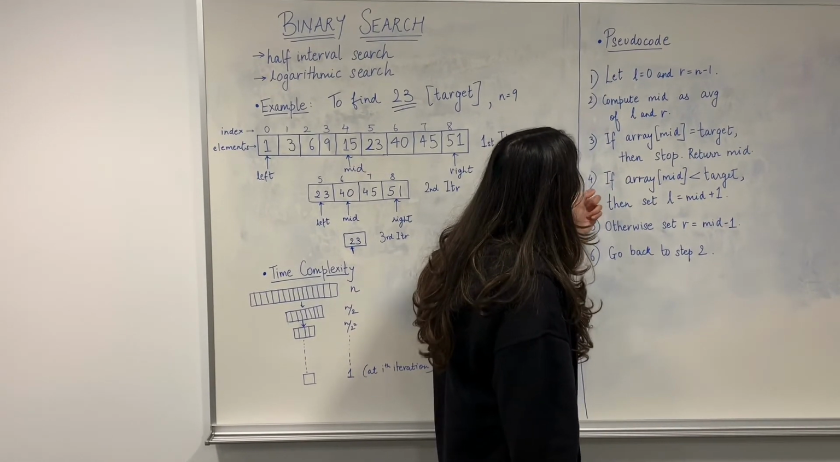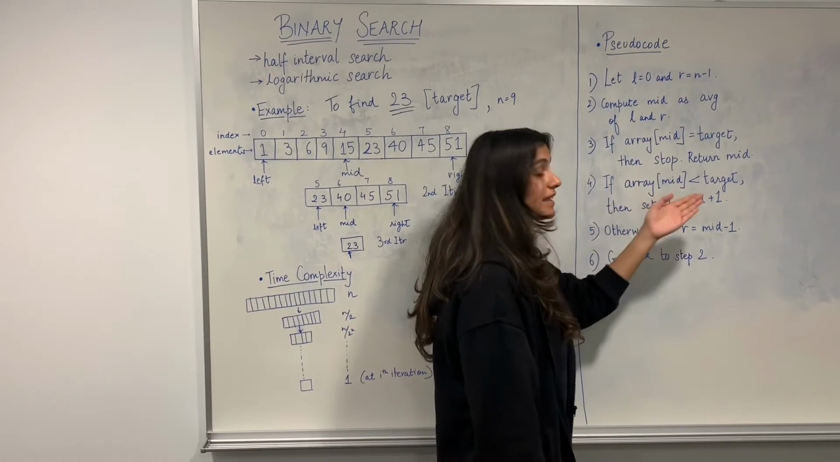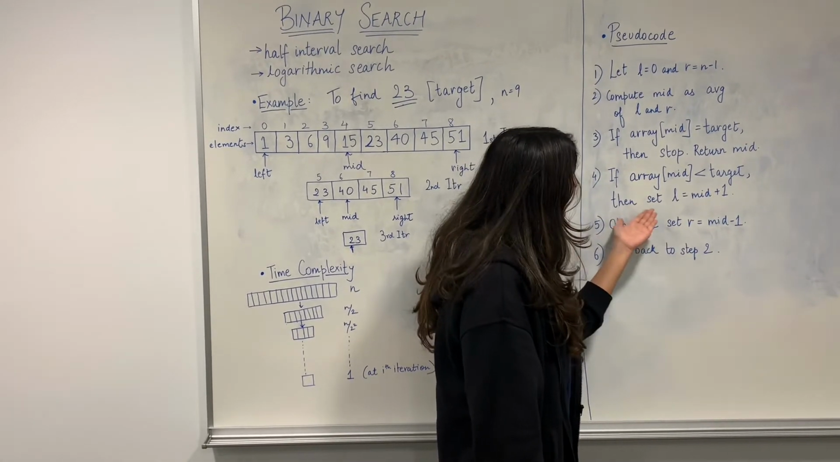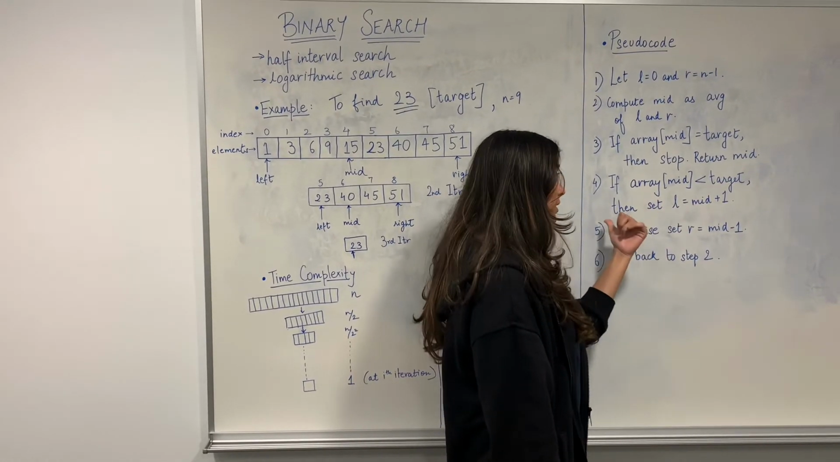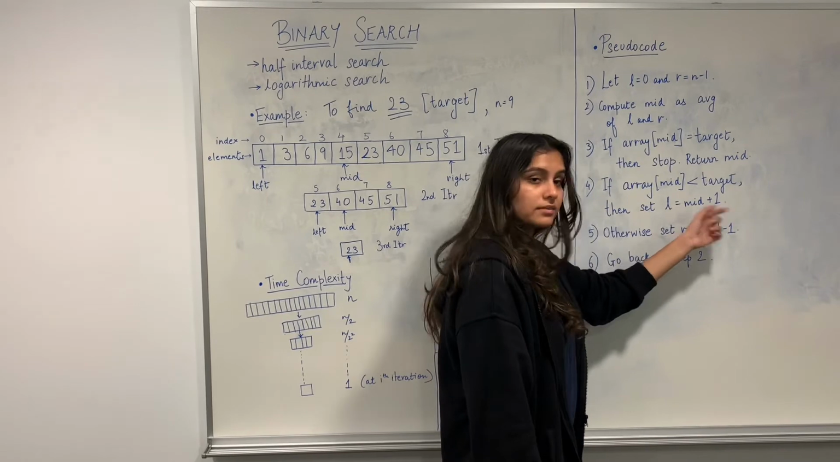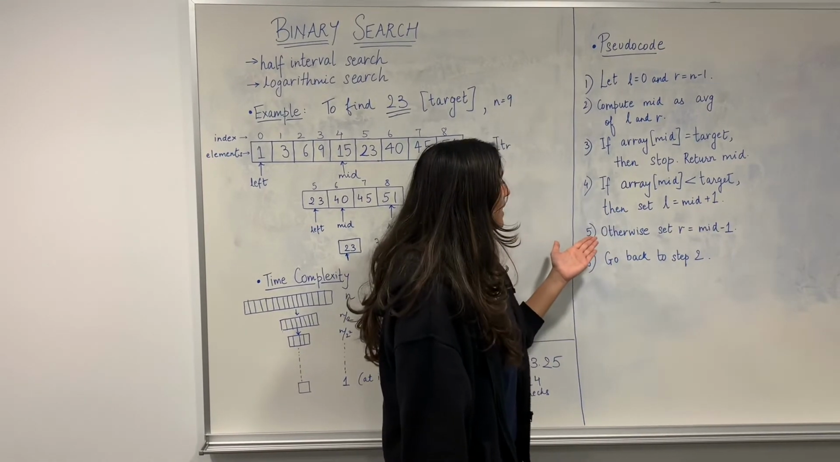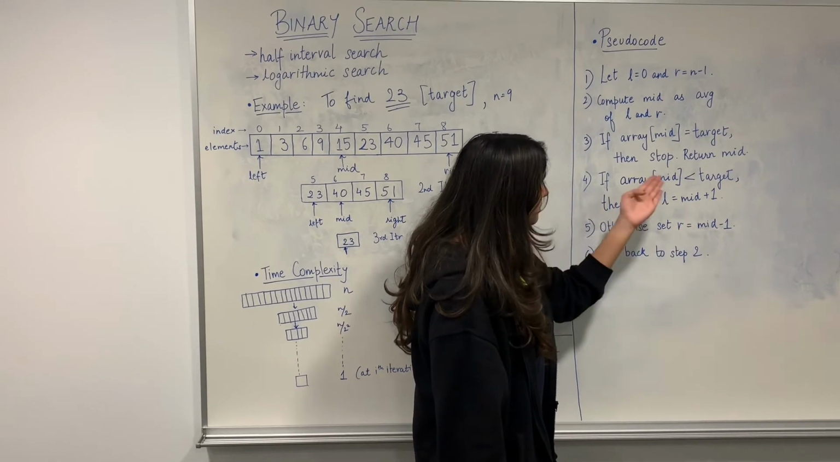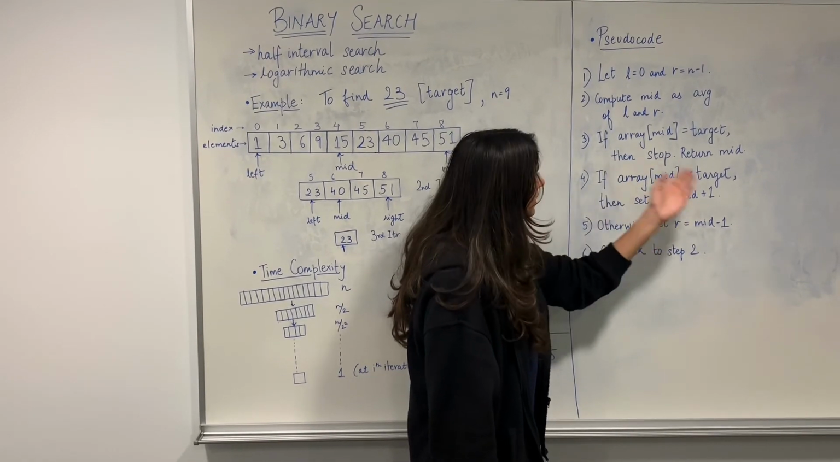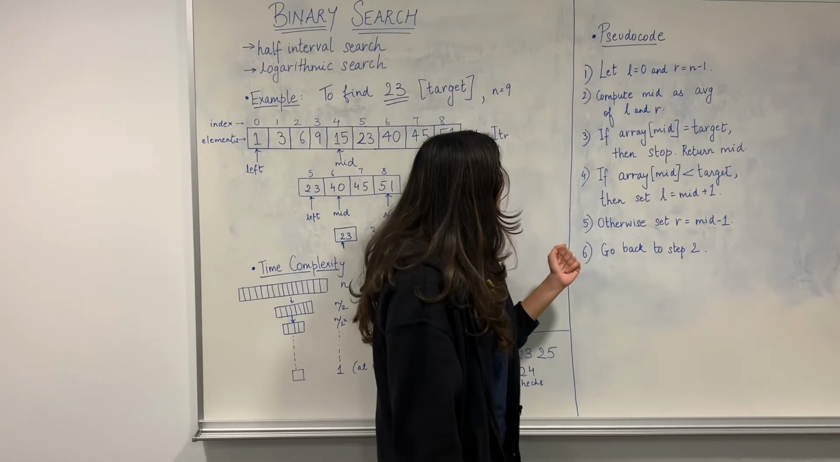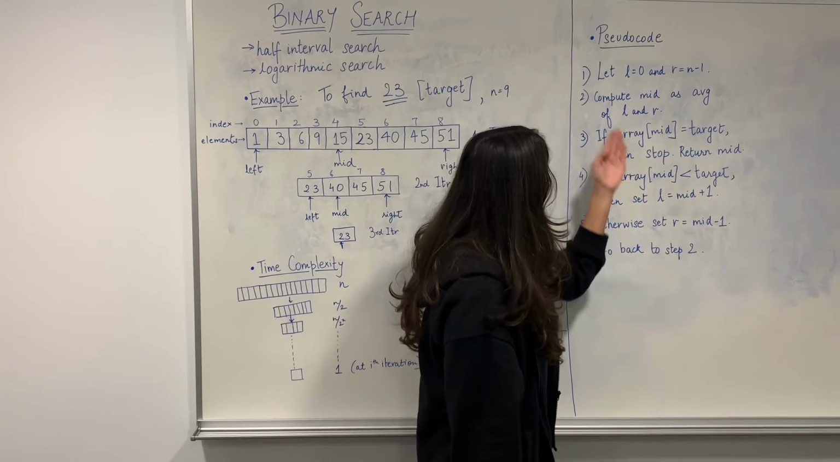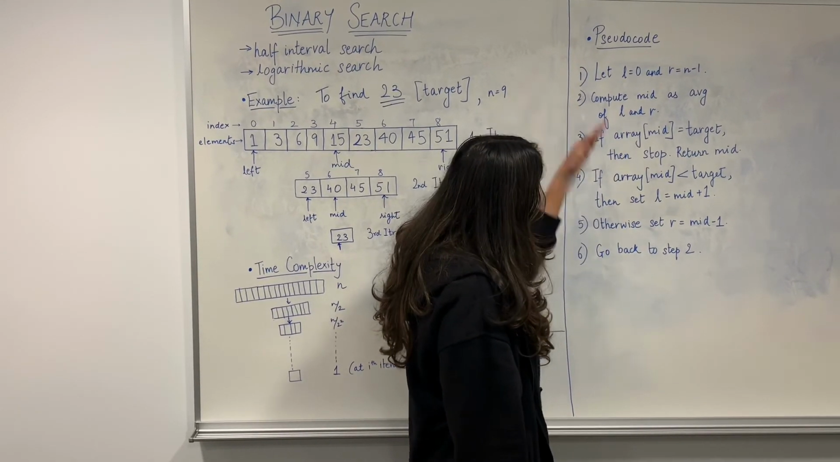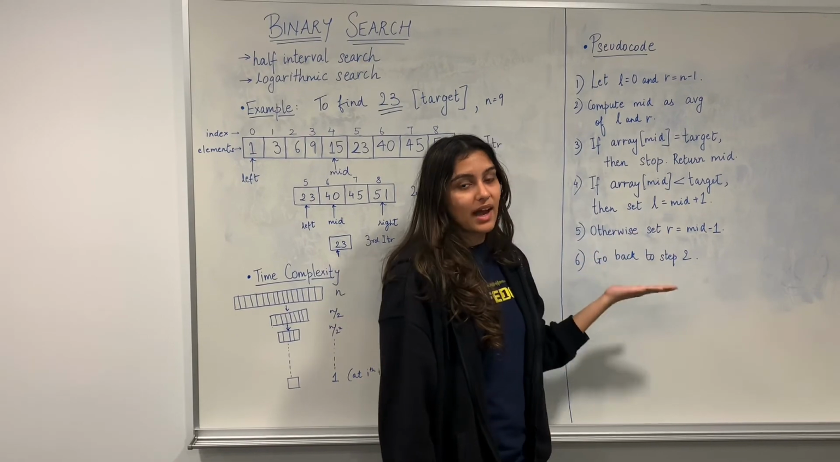The fourth step is if the mid element of the array is less than target, then we set L, which is the left pointer, to mid plus 1. Then the fifth step is otherwise set R to mid minus 1, since the mid value of our array will be greater than target. Then the sixth step is going back to step 2, and hence we repeat this process until we get our target value.